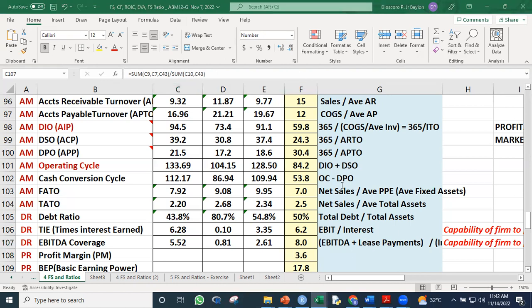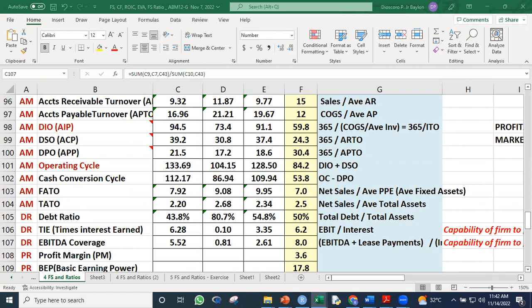Class, clear ba so far yung discussions natin ng debt ratio? Any clarifications? Any questions? Okay, good. Thank you. Thank you, class, for the feedback. Yeah, very good. Okay. Okay, next.